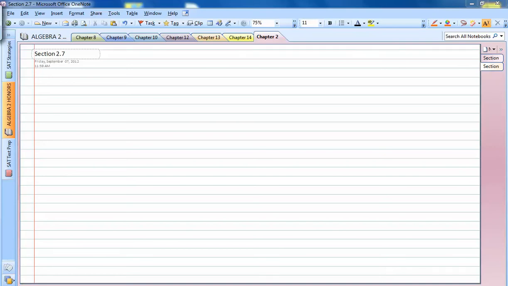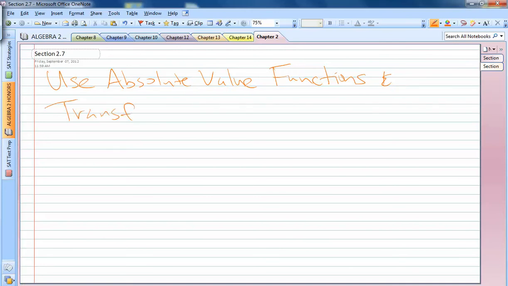Section 2.7 is about using absolute value functions and transformations.